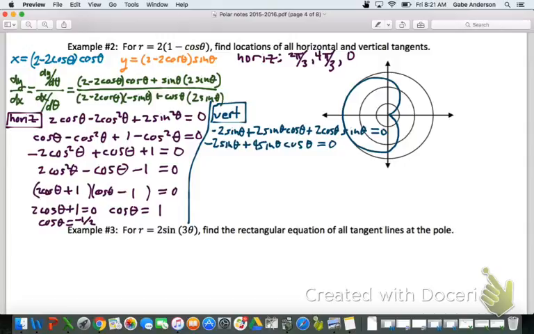Say again? We sure could. That's fine. So if we divide by 2, we end up with negative sine of theta plus 2 sine of theta cosine of theta. And some of you that were good at trig identities might be seeing a trig identity here, but we don't want to go there.